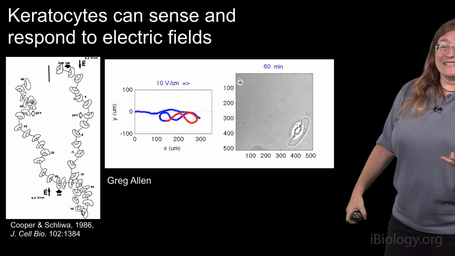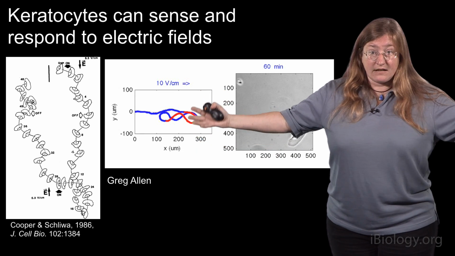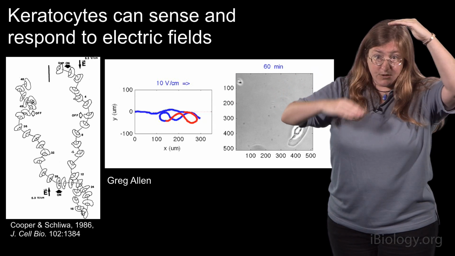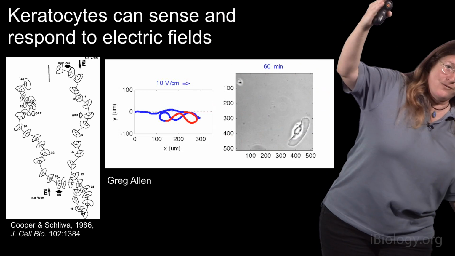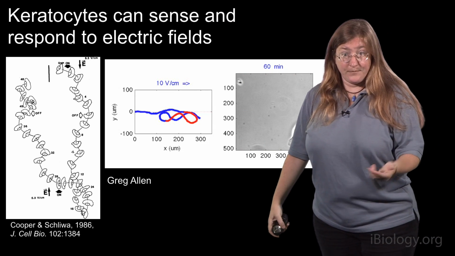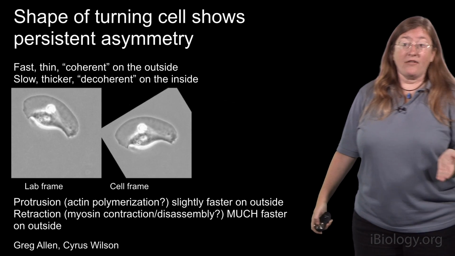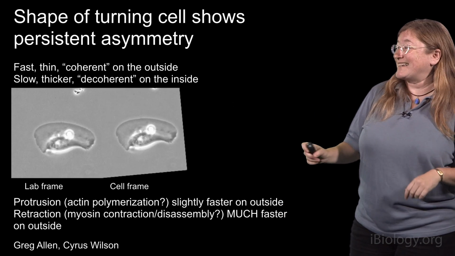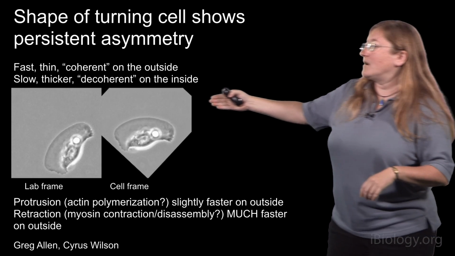So the cells, obviously, even though I've been emphasizing how good they are at balancing forces across the front of the cell and between the front and the back of the cell, they are able to also initiate imbalances in their forces so that they're able to turn. So Greg Allen looked a little more deeply into the mechanism of how they turn, and he found a couple of interesting things.